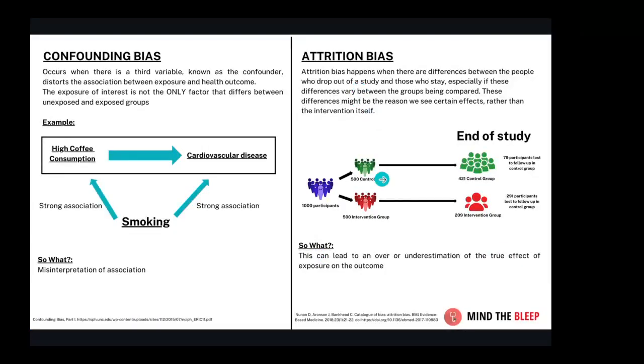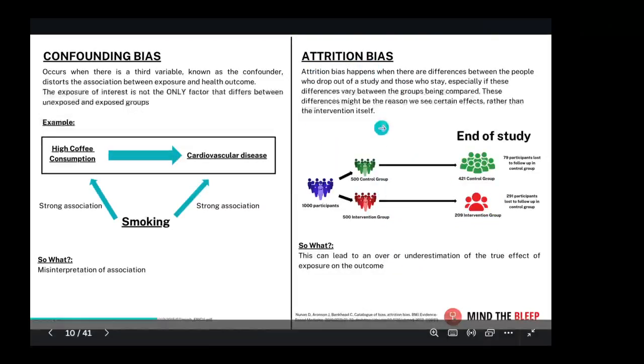Another type of bias is attrition bias. When there is any kind of study that's being conducted, a lot of the time, not all the participants who initially start in a study will be there at the end. Some people may drop out, and some others may unfortunately pass away. So at the end of the study, what you may have started initially with 1,000 participants, you have 500 in your control and 500 in the intervention. By the end of the study, you may only have 421 in the control, and in the intervention, only 209.